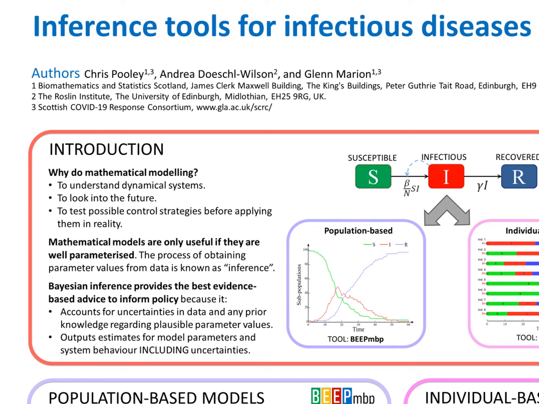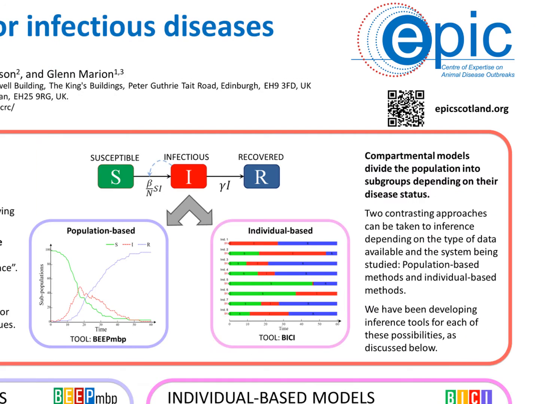First of all, why do mathematical modelling? On a fundamental level, it is to understand dynamical systems, but from the point of view of disease outbreaks, it is their ability to look into the future and test possible control strategies before applying them in reality, which makes them really useful. However, mathematical models are only useful if they are well parameterized. The process of obtaining parameter values from data is known as inference.